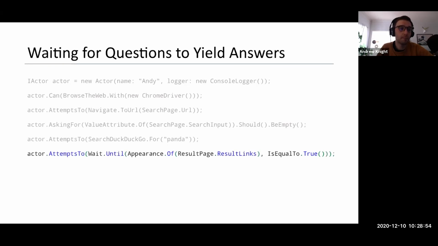Waiting is smart. It will repeatedly ask the question until the answer is met, and then it will move on. This makes waiting much more efficient than hard sleeps. If the answer does not meet the condition within the timeout, then it will raise an exception. The timeout defaults to 30 seconds, but it can be overridden.